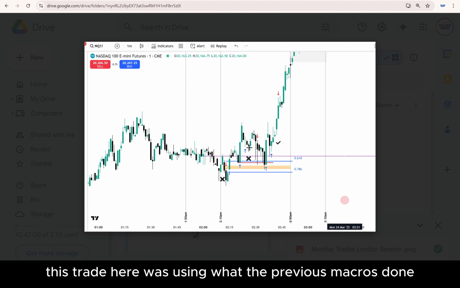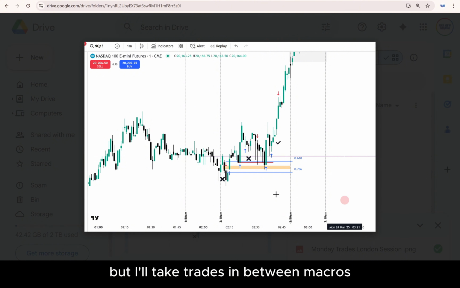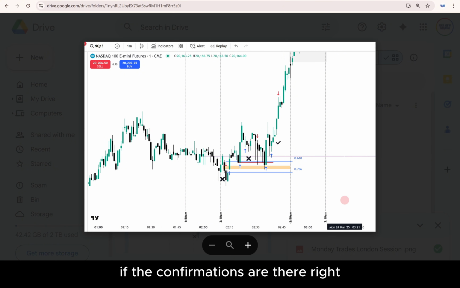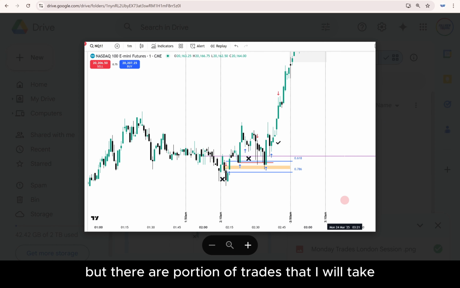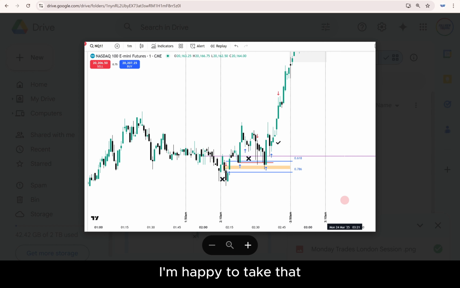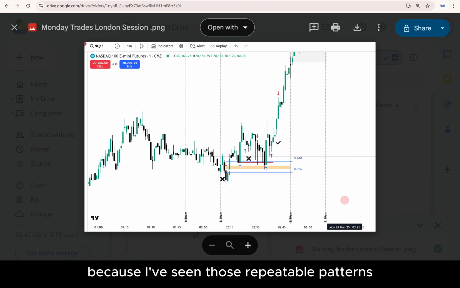This trade here was using what the previous macro has done, but I'll take trades in between macros if the confirmations are there. Right, so again, 85% of my trades occur around that macro framework and time frame, but there are a portion of trades that I will take if the market structure is there. I'm happy to take that because I've seen those repeatable patterns.